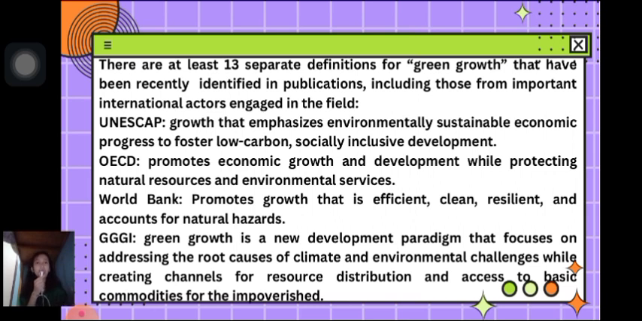So next, I have this question: what is green growth and how can it help deliver sustainable development? So, at your own pace, can you think about what green growth is and how it can help deliver sustainable development? Okay, I will give you 10 seconds.